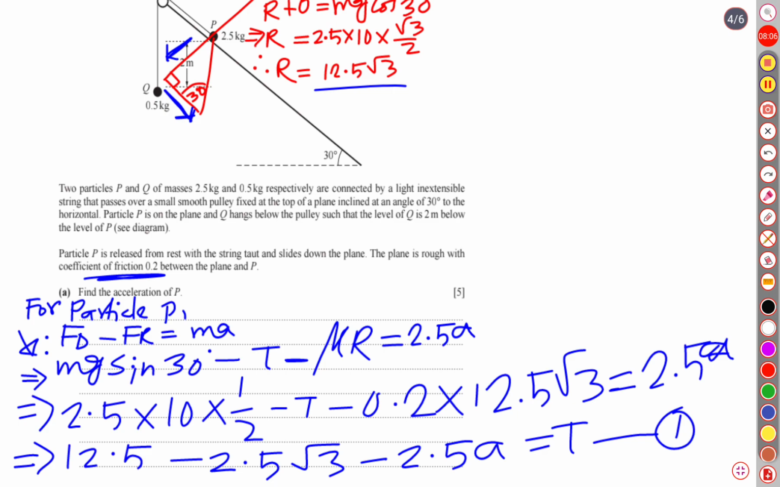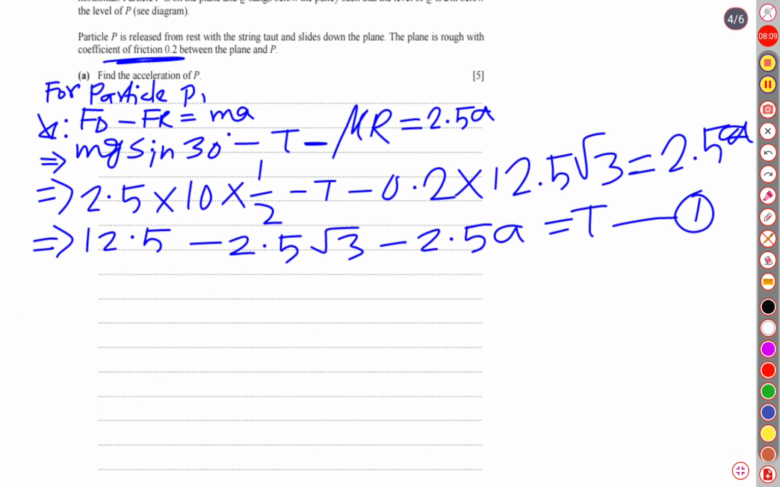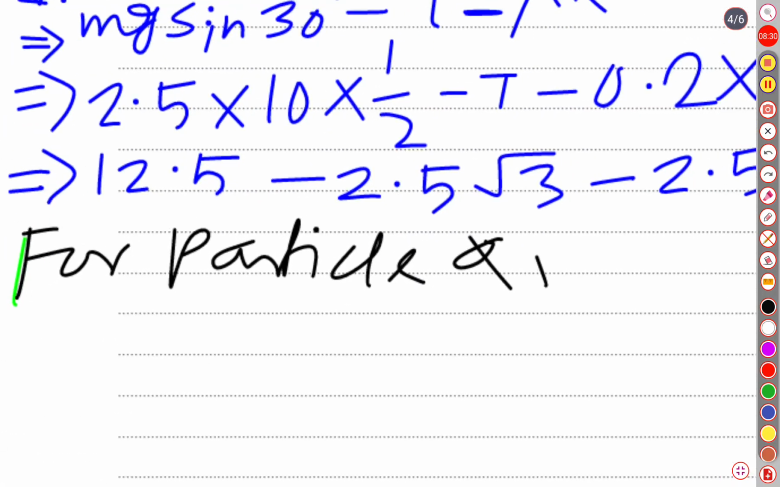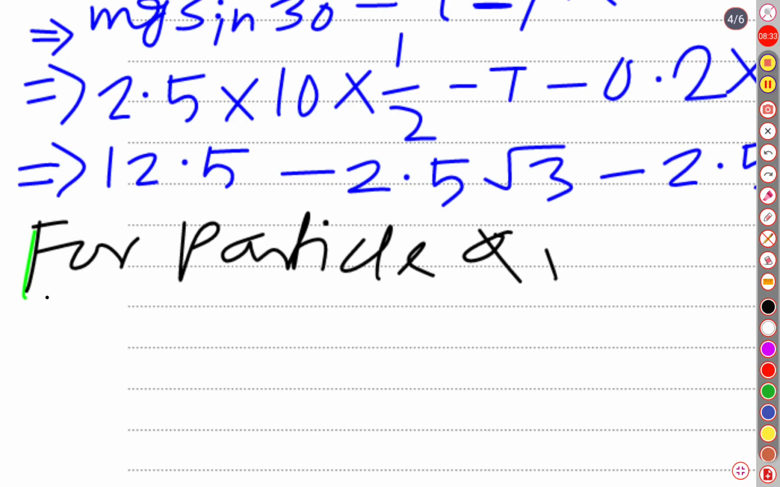Now we will resolve the forces acting on particle Q. So for particle Q, let me change the ink. For particle Q, the same concept we are going to apply. The concept is driving force. So driving force minus resistance force is equal to, particle Q was actually moving upward, equal to mass into acceleration.